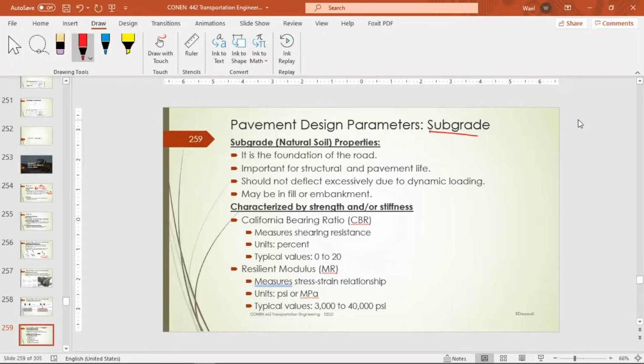How can we characterize the subgrade? Basically, we have the California bearing ratio. It measures basically the shearing strength, the shearing resistance, and its unit is percent. And we have the resilient modulus. There's MR and CBR. Those are the primary criteria that we use in designing a pavement. These are the primary criteria for the subgrade properties.